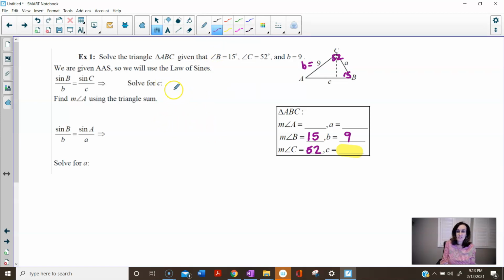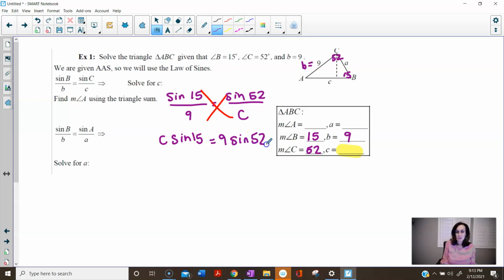We're going to solve for C. So the sine of 15 over 9 is equal to the sine of 52 over C. And when you solve these, all you're going to do is just cross multiply. So now I have C sine of 15 is equal to 9 sine of 52. And then we want to get C by itself. So we're going to divide by the sine of 15.